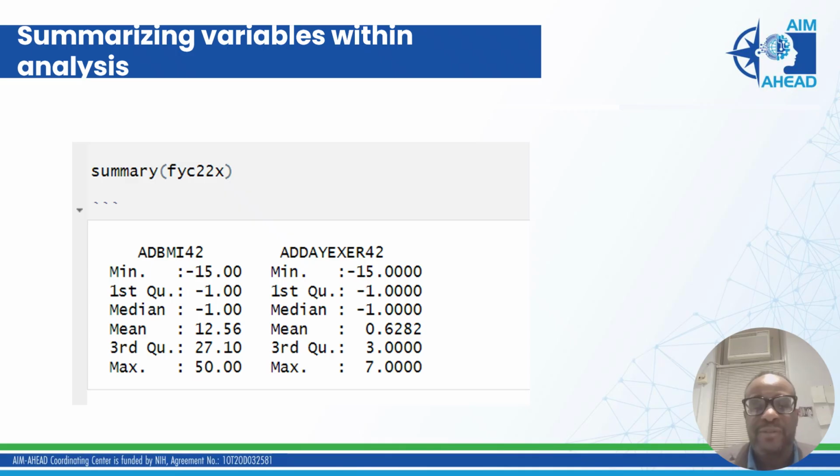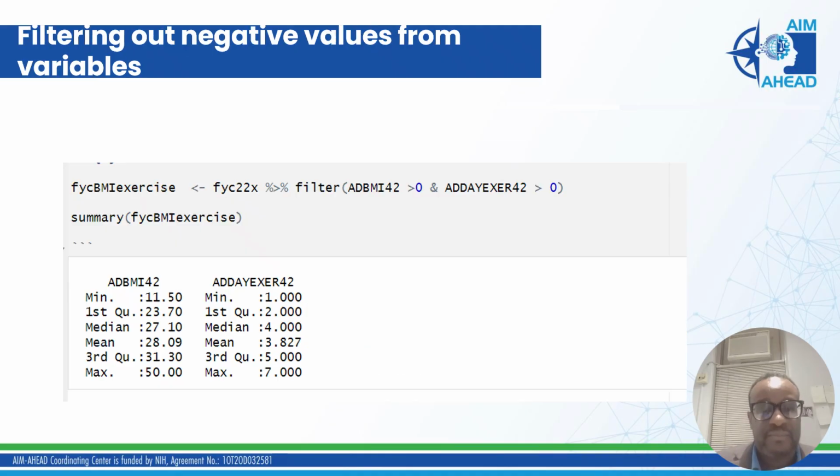There could be some people who have 0 days of exercise, but we know that there should not be a value of negative 15. There could be 0 values, but not negative values. So we apply a filter to remove the negative values from both the BMI and exercise variables. When we perform a summary of the filtered data set, we are able to see that all of the negative values for BMI and exercise have been removed. We intentionally leave out people who have 0 days of self-reported exercise due to the fact that this would skew the data.